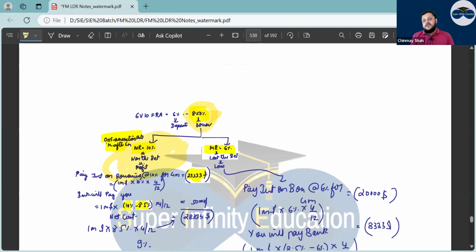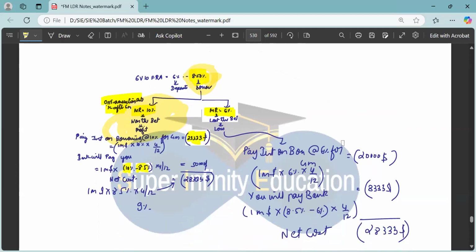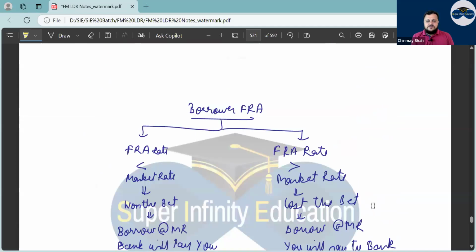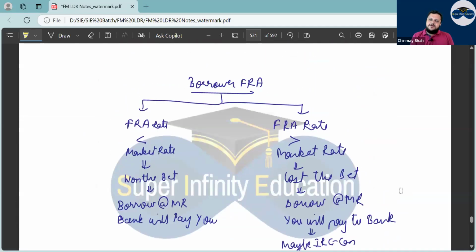Now the market rate goes to 6%. Borrowing happens at what, 8.5 or 6%? Tell me. 6%. And you will pay 2.5% extra to the bank. Basic borrowing happens at 6%. For a borrower, if the FRA rate is greater than the market rate, you won the bet. You borrow at the market rate, and the bank will pay you. Obviously, if the FRA rate is lower than the market rate, you have lost the bet and you will pay the difference to the bank, correct?